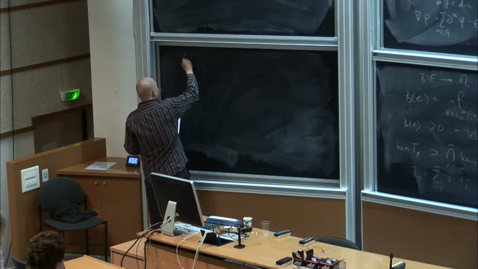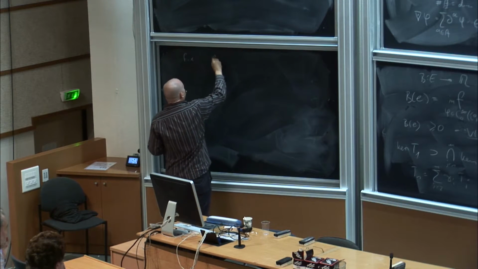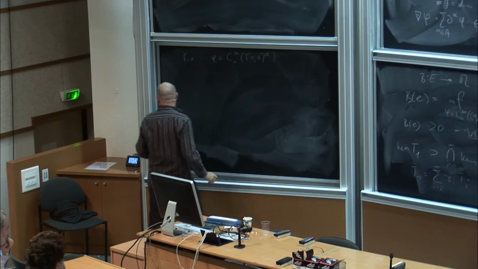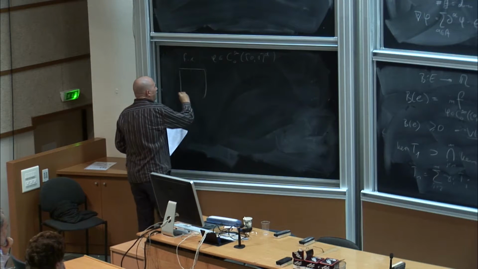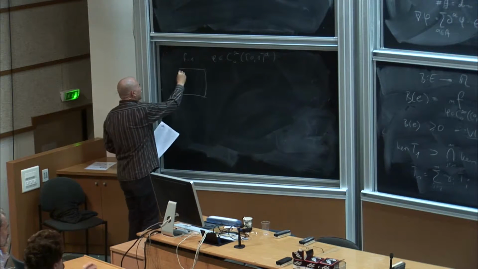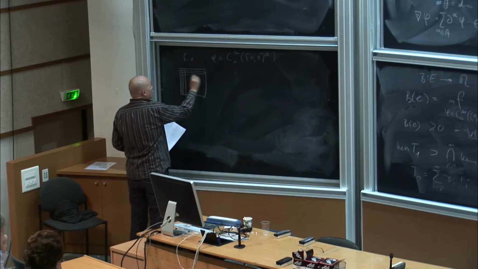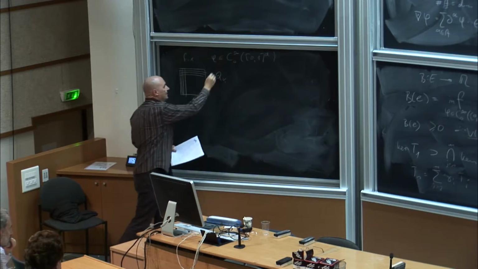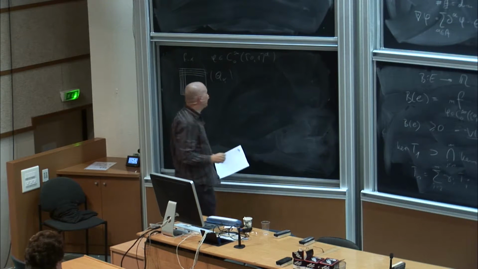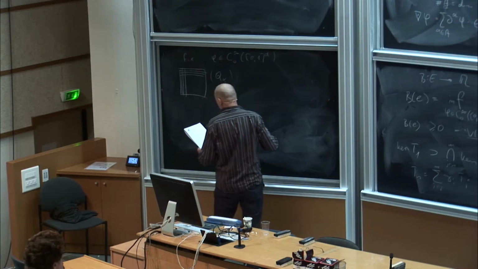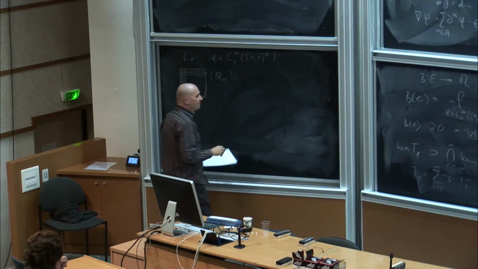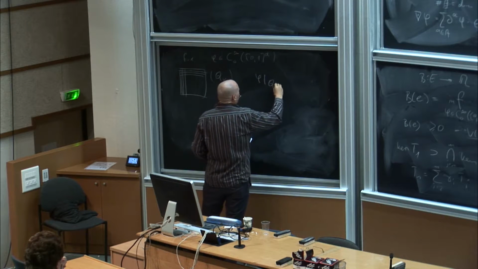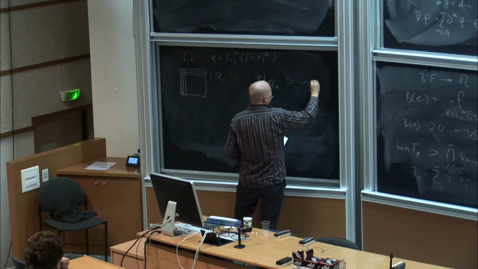So fix for a moment phi in C0 infinity of (0,1) to the power d. And let's take the unit cube and divide the cube into many small cubes Q_k. So this is the family of cubes, and k there is some set of parameters, and they are very small. How small you will see in a minute. And first of all, this will be so small that the function phi restricted to Q_k is almost constant.